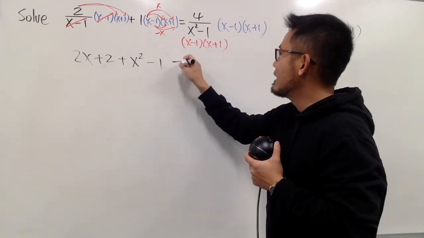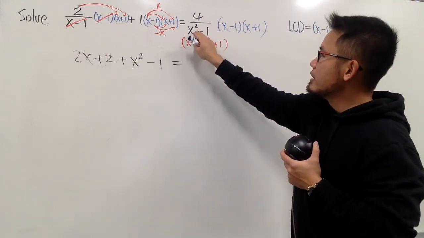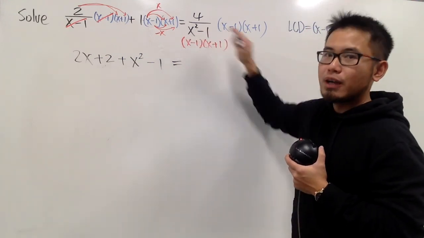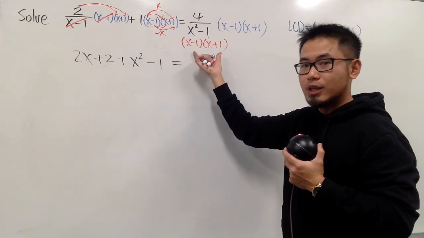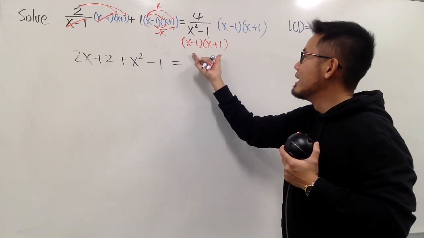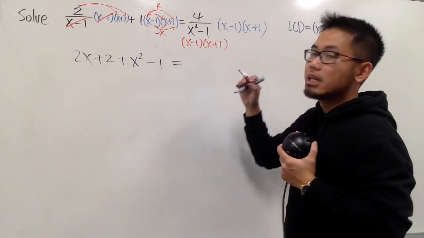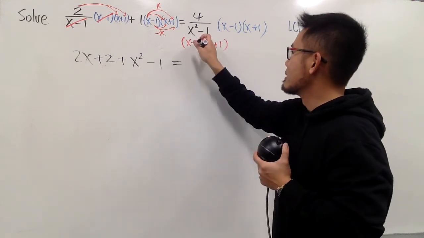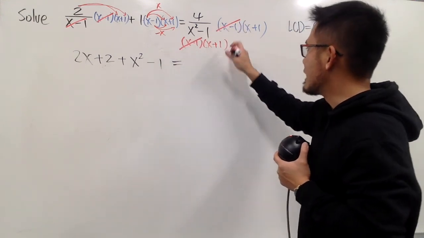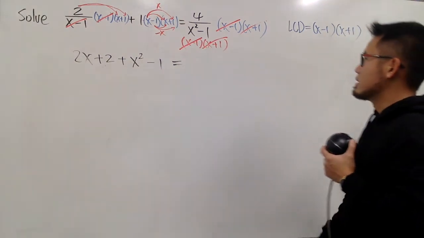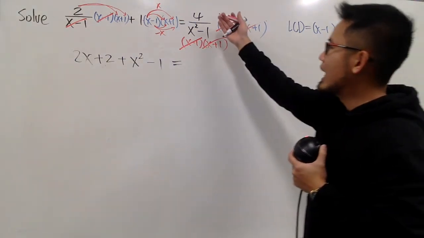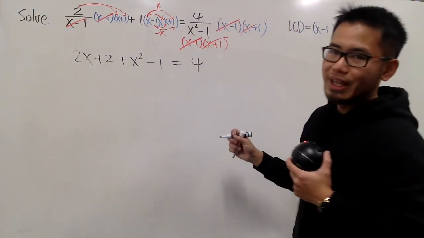Anyway, on the right hand side though, I'm not looking at x squared minus 1 because I factored it already. I'm looking at this. This is the original denominator, right? But because I have this multiplied with that, in fact, they cancel each other out. So we only have the number 4 on the right hand side.